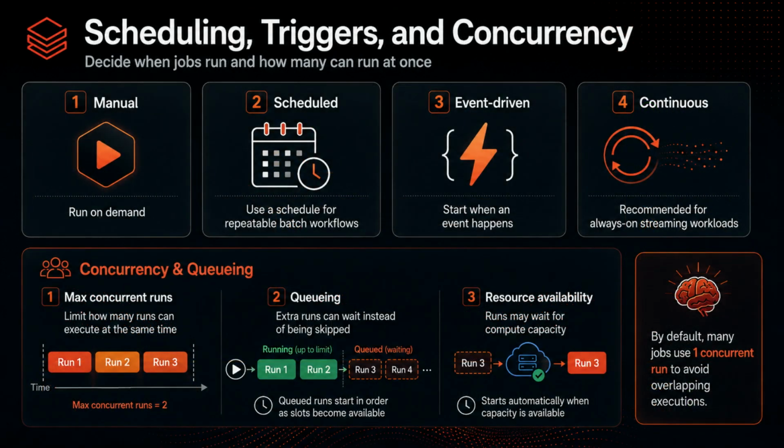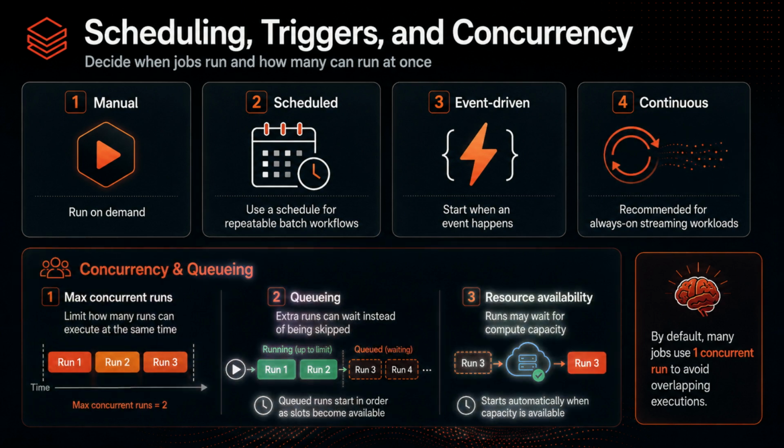This slide explains when Lakeflow jobs run and how many runs can happen at the same time. A job can run manually when a data engineer clicks Run on Demand. It can also run on a schedule, which is common for batch pipelines that load data every hour, every night, or every morning. Event-driven triggers are useful when the workflow should start after something happens, like a new file arriving. Continuous mode is recommended for workloads that need to stay active, especially streaming scenarios.